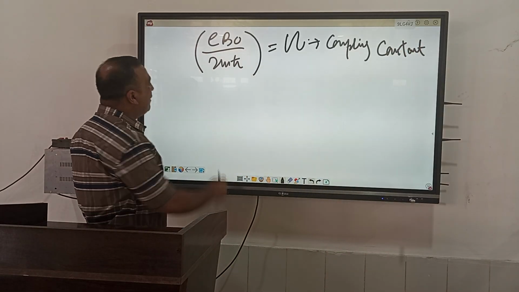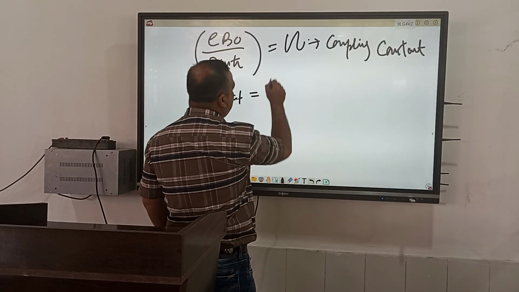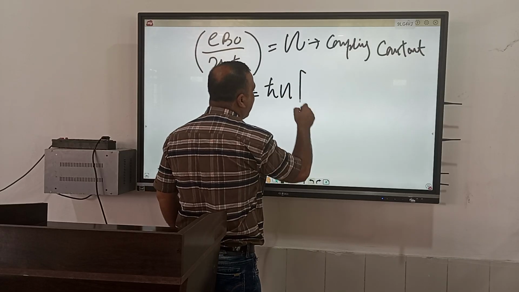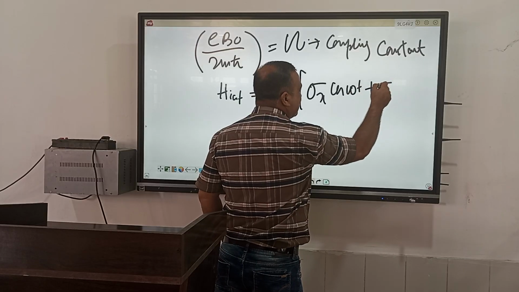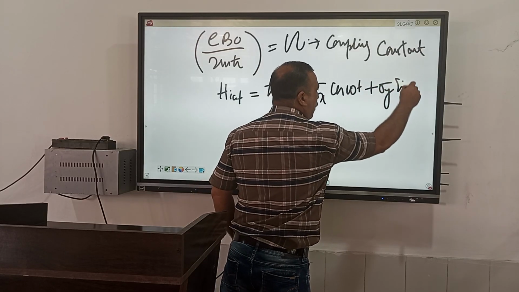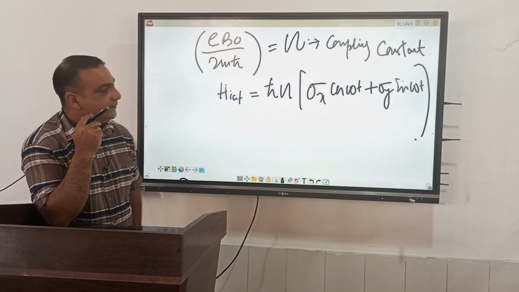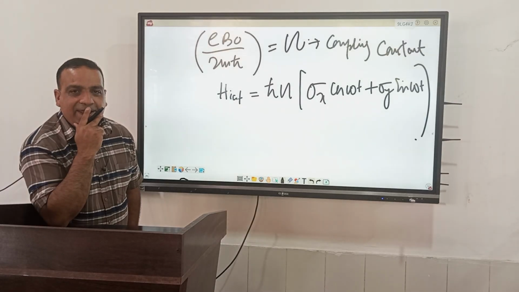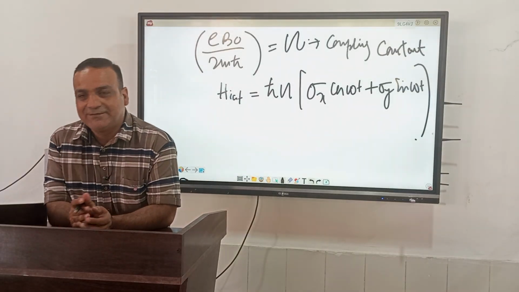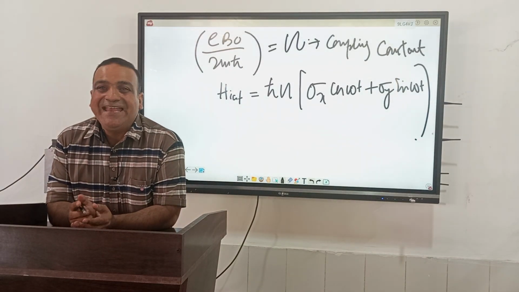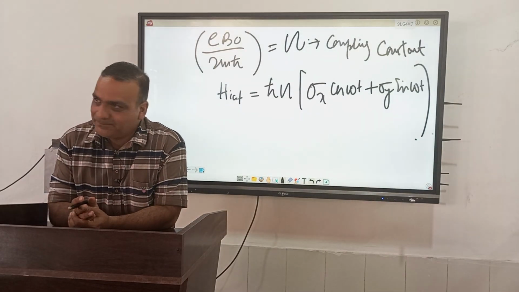So how will my H interaction look like? It will look like h bar omega times sigma x cosine of omega t plus sigma y sine of omega t. Right? Is it fine? Okay. Now the point is that we are introducing a Hamiltonian in the rotating frame of reference. Okay?